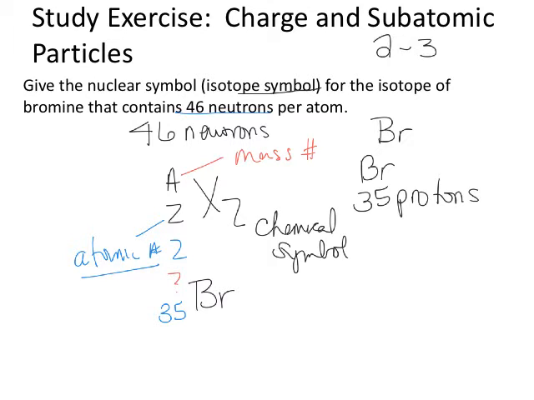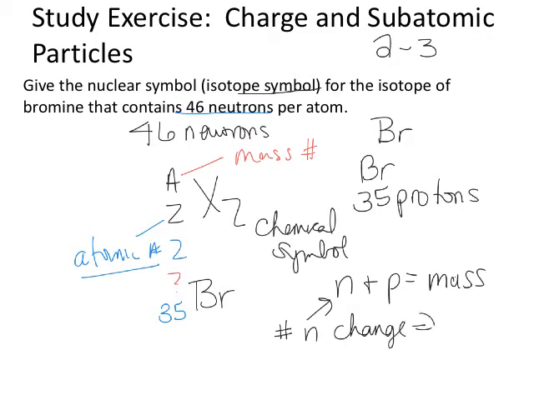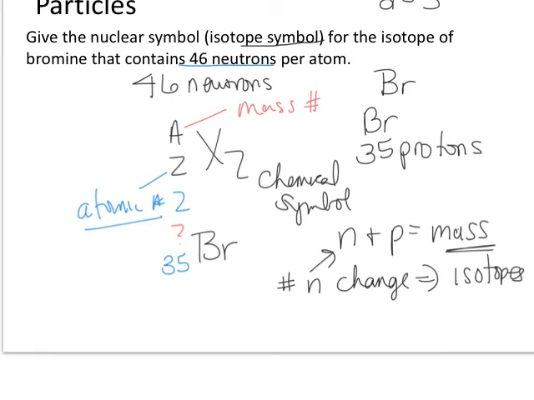Now, I told you earlier that you need to memorize that neutrons plus protons equals your mass. The number of neutrons changes, and these different numbers of neutrons make up different isotopes because they'll have different masses. So for the nuclear symbol for bromine, what you need to figure out is, what is the A number, the mass of this isotope?